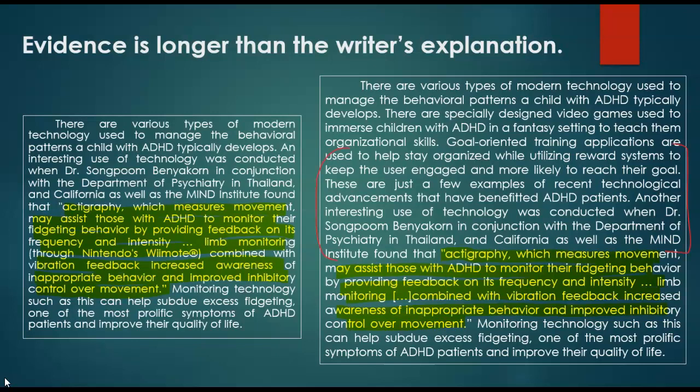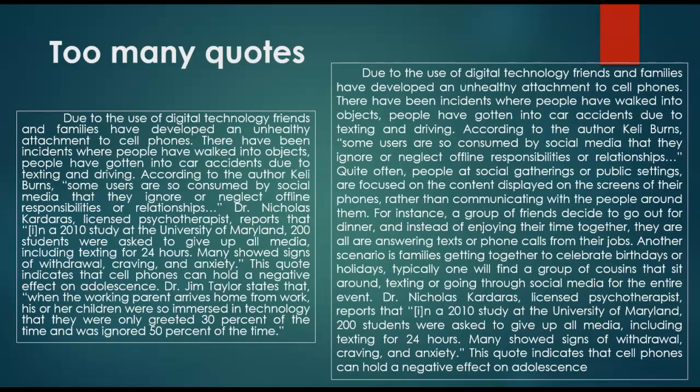So again, just make sure that when you are going to include a longer quote, that you include an equally longer explanation in your paragraph. The other type of development problem is when paragraphs have too many quotes. This paragraph starts with one quote, then it leads to another quote, and then it leads to yet a third quote.